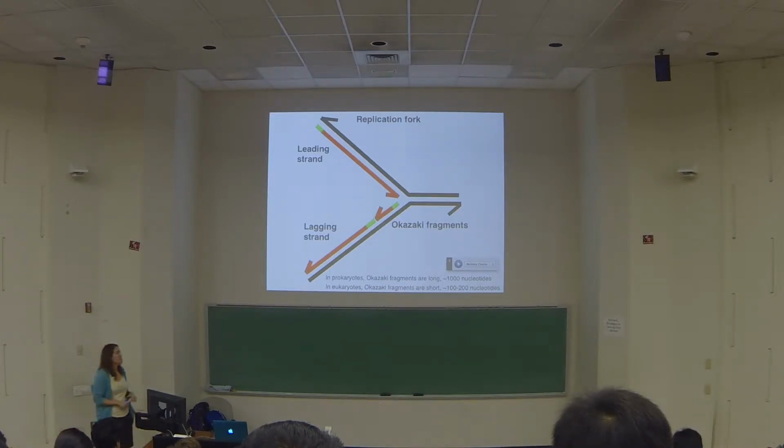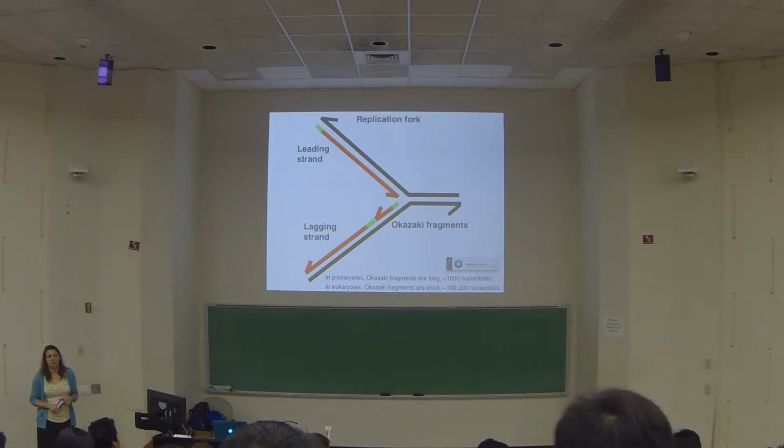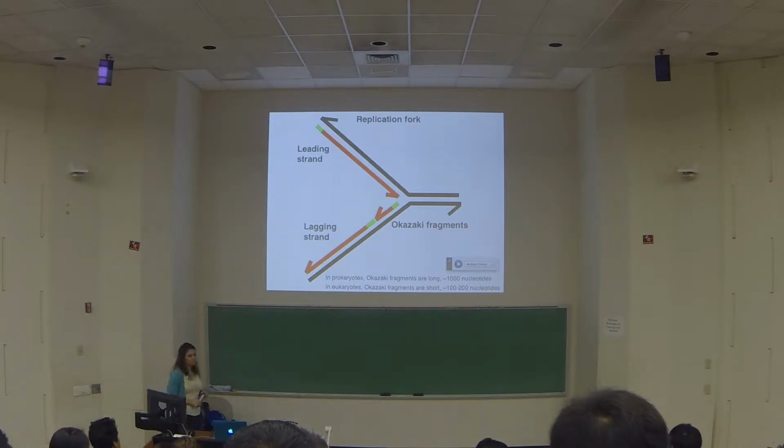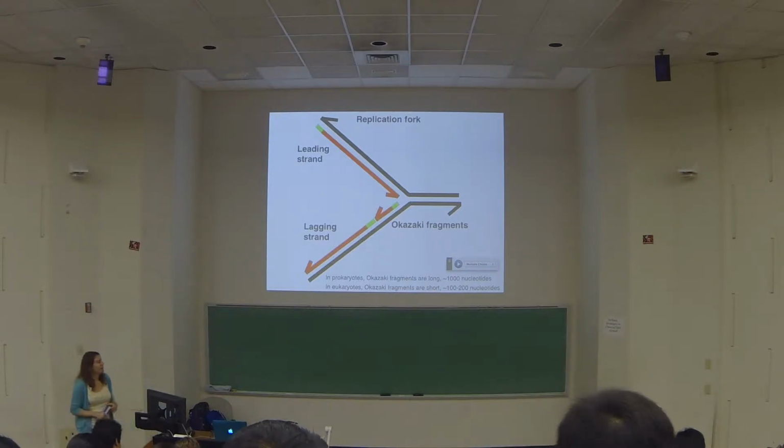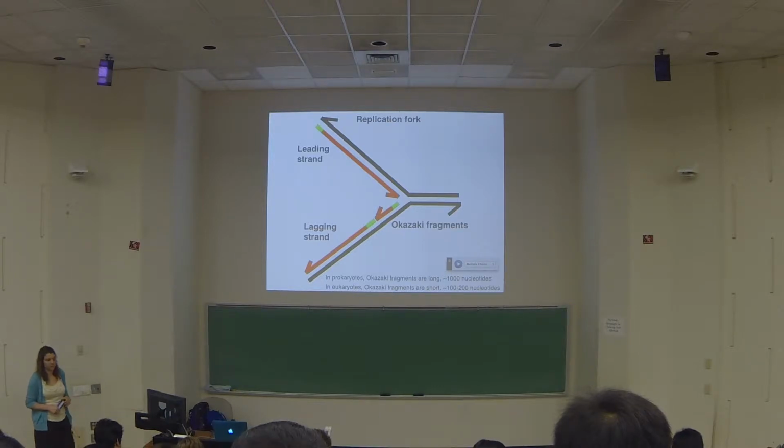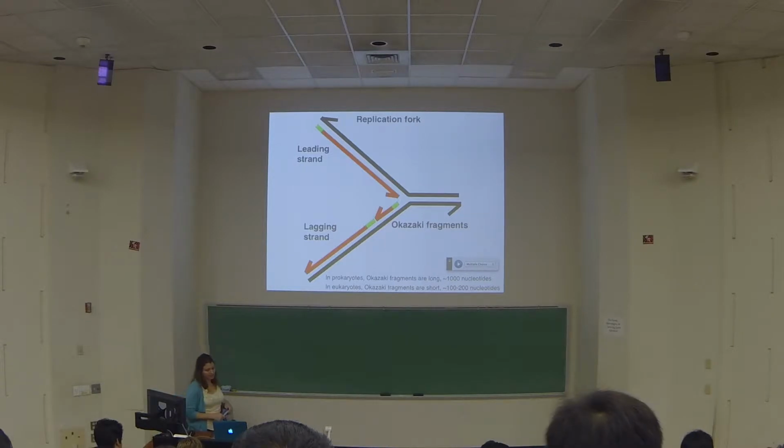We didn't talk about this on Monday, but we're going to start talking about some of the differences between prokaryotes and eukaryotes and the way that replication proceeds. One of those is the size of the Okazaki fragments. In prokaryotes, they're long, up in the thousands of nucleotides. In eukaryotes, they're short, a couple of hundred nucleotides. A big difference in fragment length.